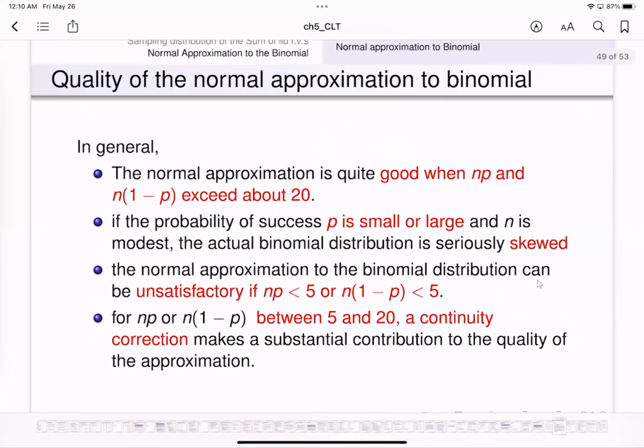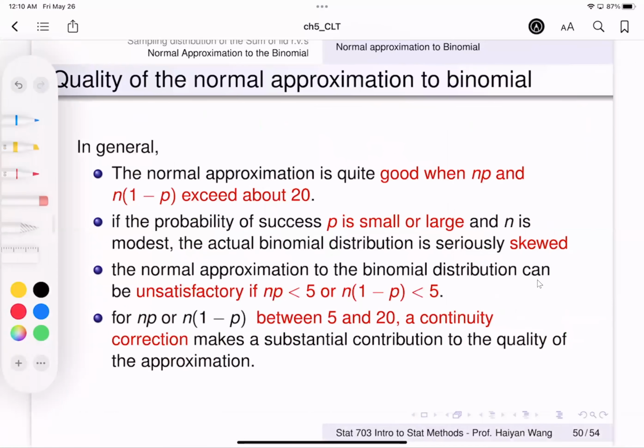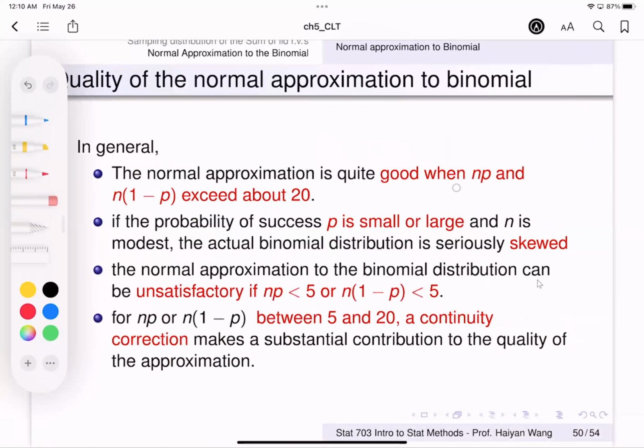So this is the summary. The approximation using the normal is good when np and n times (1 minus p) both exceed 20. So that's the situation when the approximation is good. The next one is if p is small or large: small means close to 0, large means p close to 1, because p is always between 0 and 1, okay? So small means close to 0, and large means close to 1.